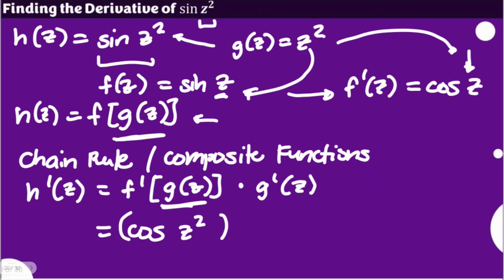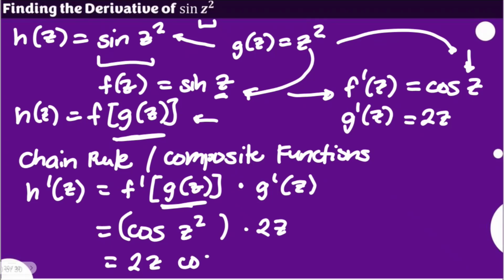Our g of z is z squared, so the derivative of that is obviously 2z. So we have here times 2z. Just simply rearranging them, because we would like to write starting with the numerical coefficient 2 and z before the trigonometric function cosine of z squared. This is already acceptable as the final answer, and this is the derivative of the given sine z squared.